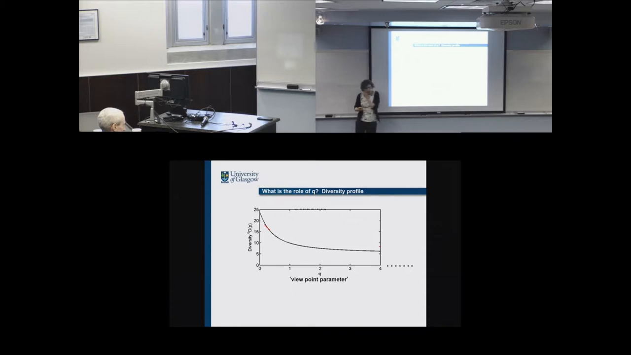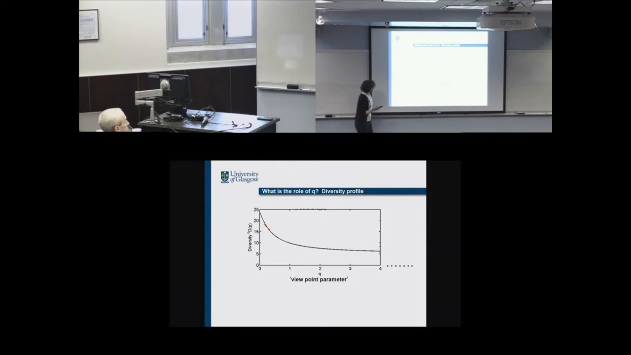What about what the Q is doing? What's this parameter doing that's in the Renyi entropies? What we can do is plot all these diversity measures for all the values of Q, and that's what's on this graph here. What Q represents is a viewpoint parameter, a perspective on the system.